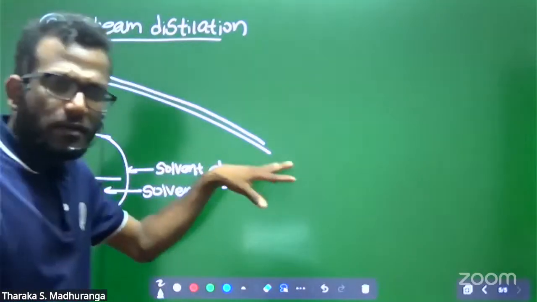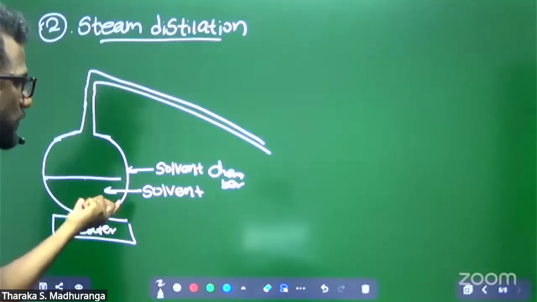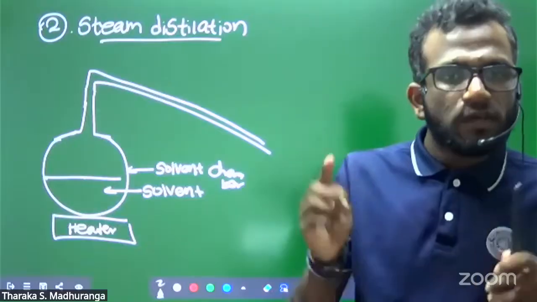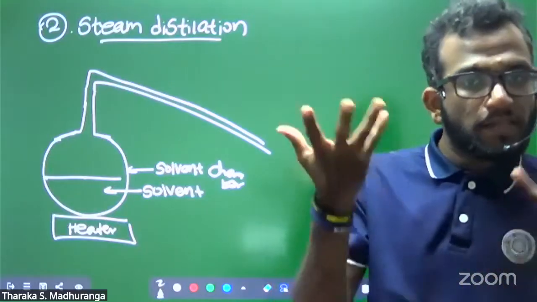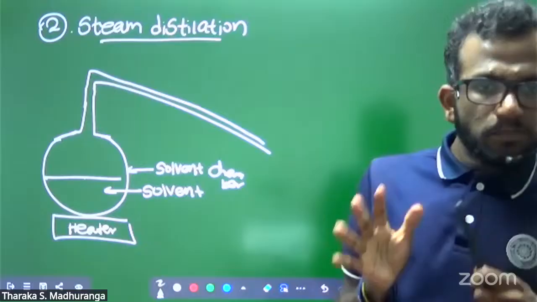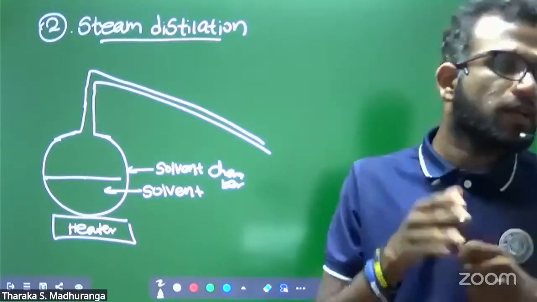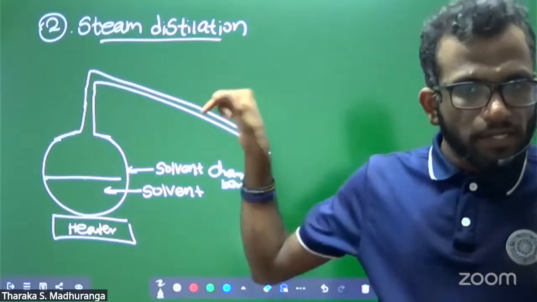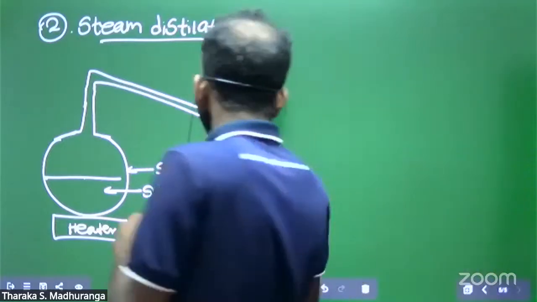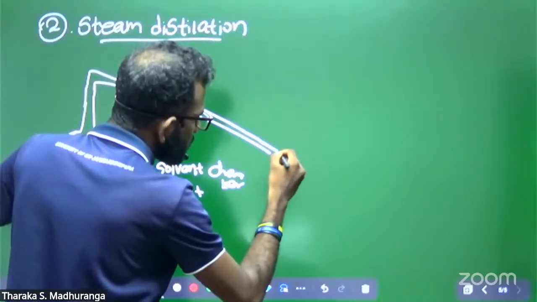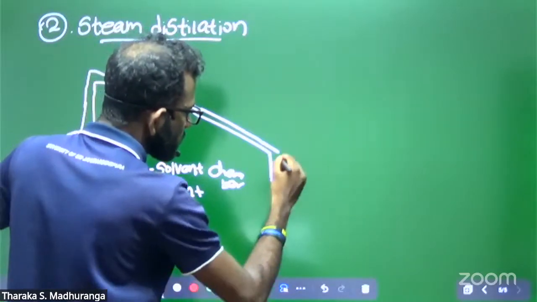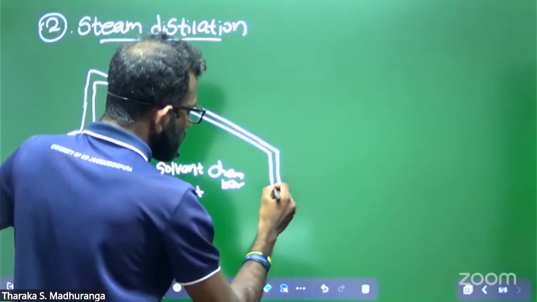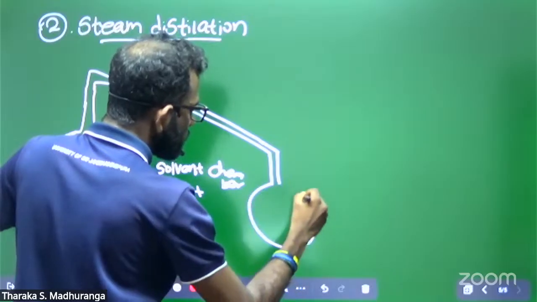The thing is, in the simple distillation process, both solvent and plant material are in the same container. But in this method, the solvent is in a different container. This is the solvent chamber only. Don't have any plant material in this solvent chamber. The plant material is in a different container.